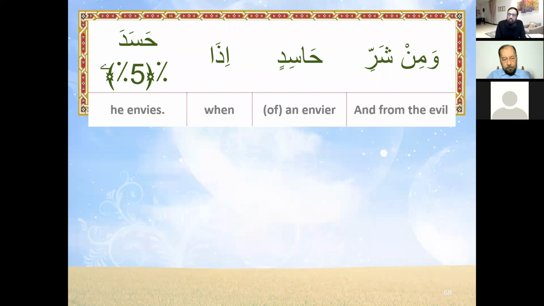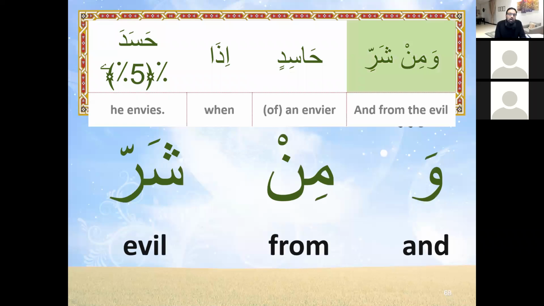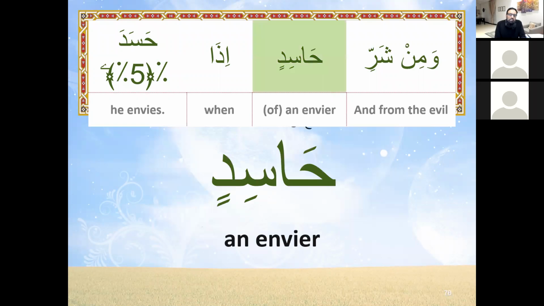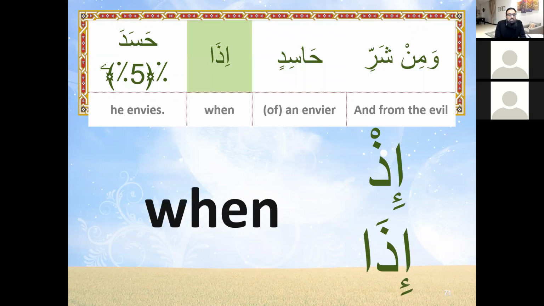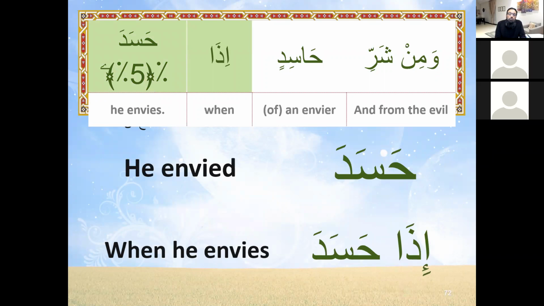Jazakallah khair. And the last verse is وَمِن شَرِّ again, and from the evil of who? Hasid. Okay. Hasid is an envier, a jealous person. And iza is when, just like the verse before. And hasad is the one who envied. Again in the past on its own, just like waqab. But when it comes with iza before it, it becomes the present. Iza hasad, when he envies.